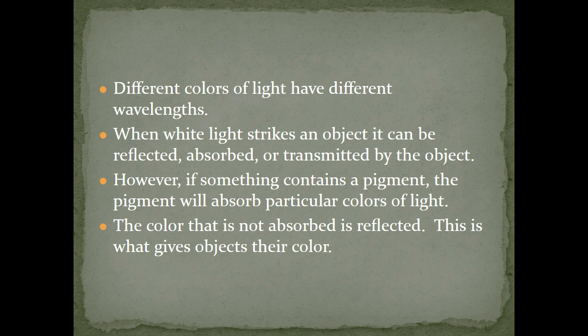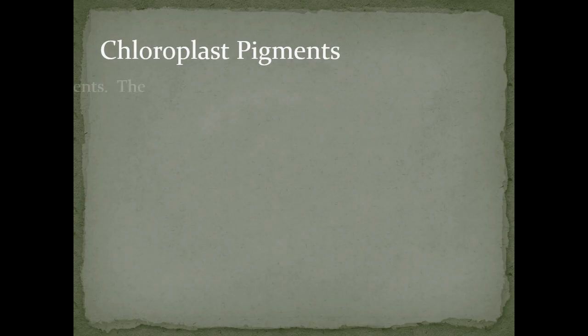However, sometimes if something contains a pigment, the pigment can absorb particular colors of light. When we talk about pigments, we can think about a tan. When you get a tan, when your skin gets darker, it is absorbing that color of light, creating a darker skin tone. Color that is not absorbed is reflected away, and that would be the use of sunscreen. It would not absorb the light, it would reflect it away.